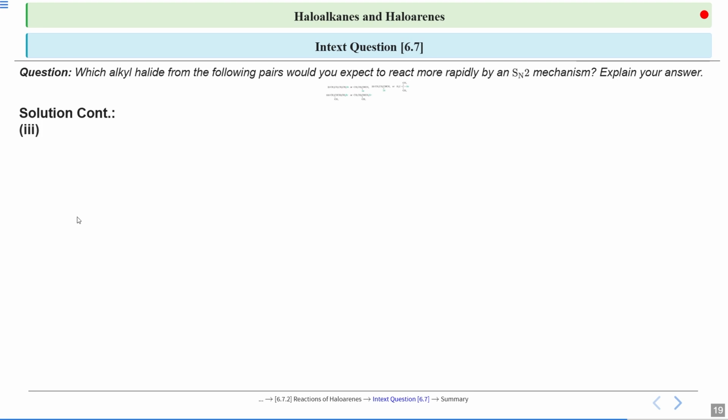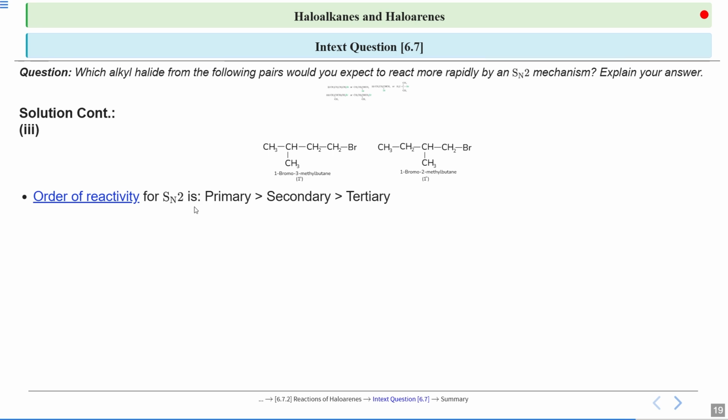Now, let's see the third pair. The first is 1-bromo-3-methylbutane, which is a primary structure, and the other is 1-bromo-2-methylbutane, which is again a primary structure. Okay, so we have similar alkyl halides, primary and primary. Now, the order of reactivity in SN2 is highest for primary, then secondary, then tertiary. But in this case, both molecules are primary alkyl halides.